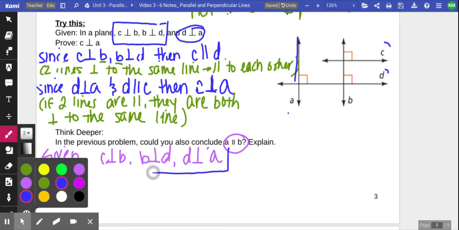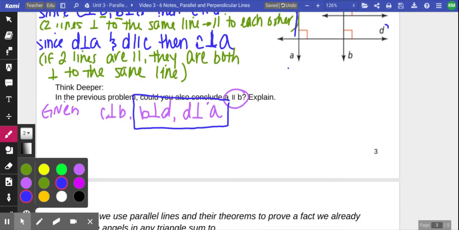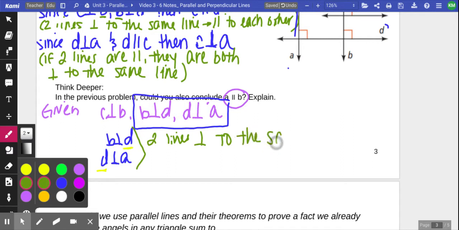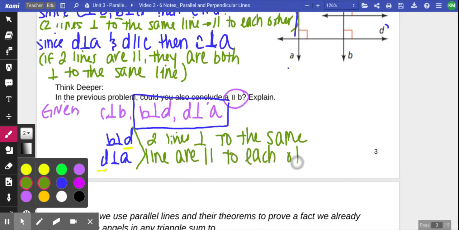If you take a look at these two things right here, I'm going to put them side by side. We have that B is perpendicular to D and D is perpendicular to A. Notice that these two, B and A, are both perpendicular to the same line. Well, the theorem states, right, two lines perpendicular to the same line are parallel to each other. So to answer this, yes, we can.